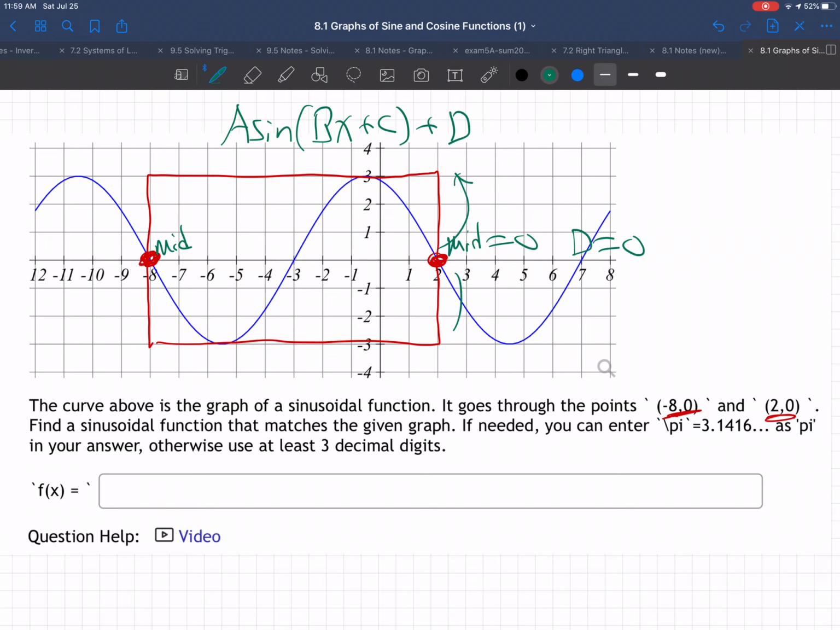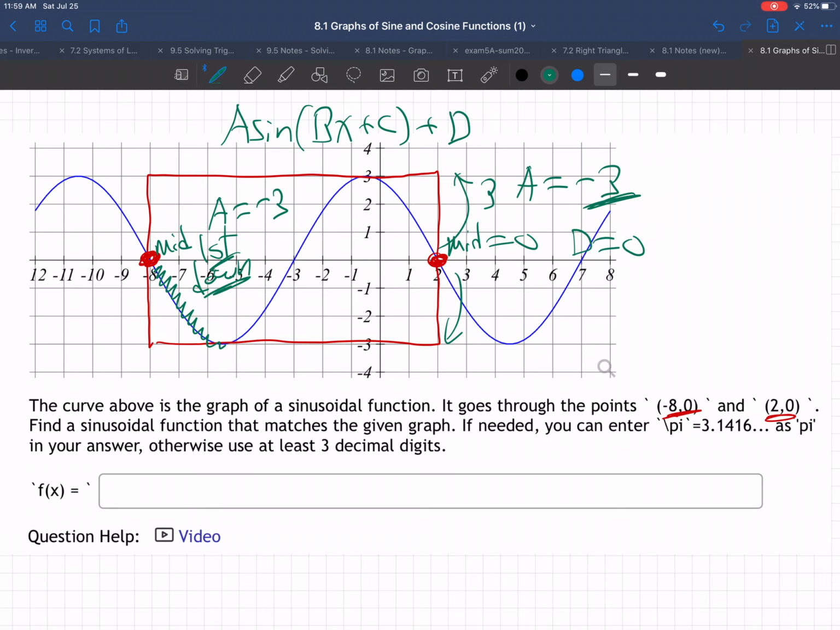And how far above and below does this box go? Looks like 3. It goes up 3 and down 3. So A is 3. But careful. A is technically -3. Why -3? How do you know? Because remember that the sine graph goes down first. In our box, it goes down first. See this? Down. It first goes down. So A is -3.